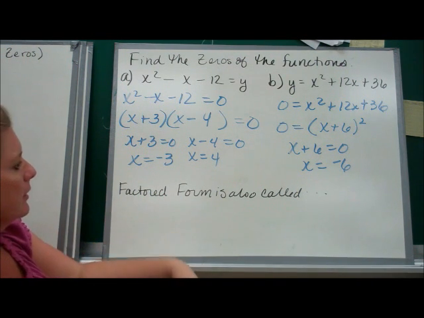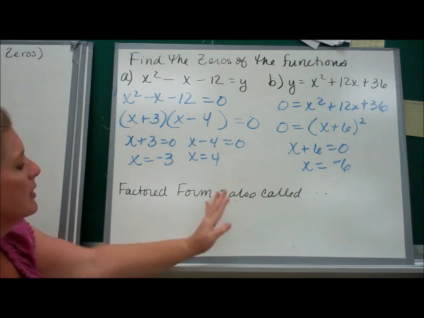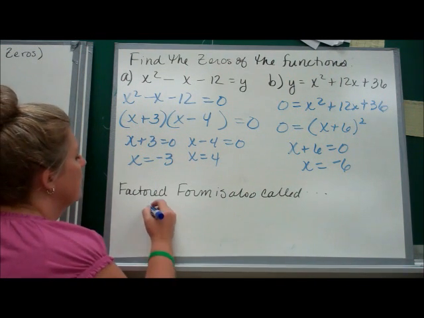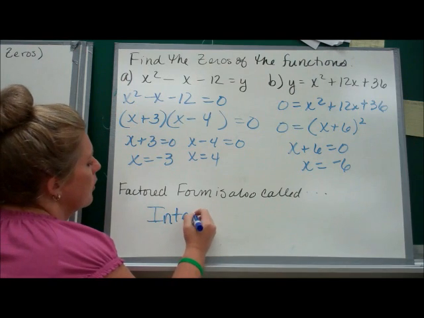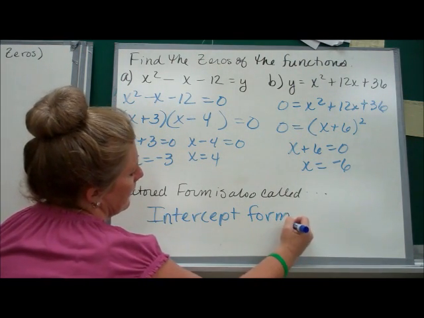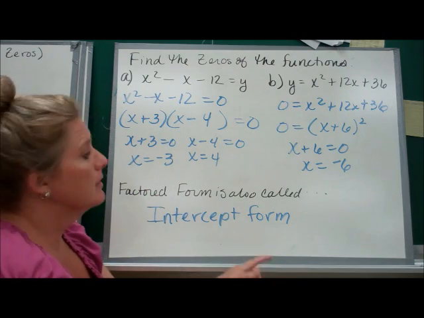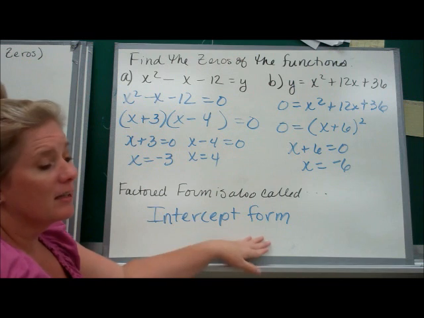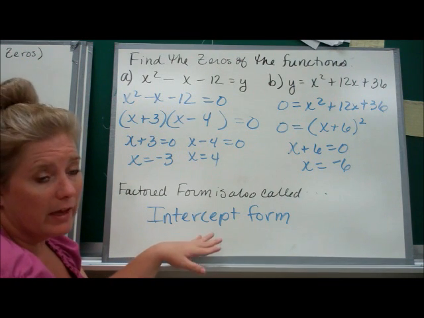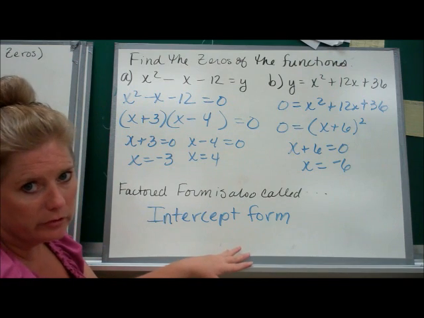I just threw this in there because you might see something in your textbook. Factored form is also called intercept form because when we get to the point where we're going to graph these, if you can factor it, those factors are giving you the x-intercepts of the graph. There's another one for you.